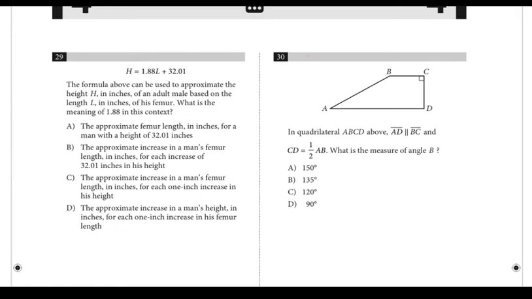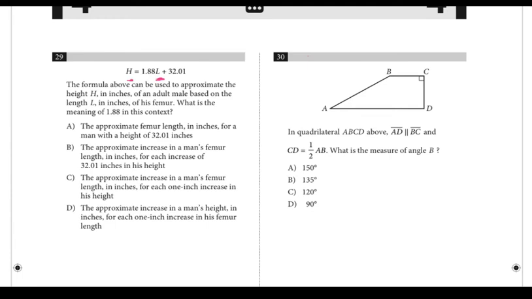Basically, the 1.88 is the slope of the equation of the line here. This is an equation of a line, which means that something's increasing 1.88 for every increase of 1 of something else, if that makes any sense. Let's look at answer choice B. The approximate increase in a man's femur length in inches for each increase of 32.01 inches in his height. That doesn't make sense since L is the length of the femur. We're increasing the length of the femur by 1 to increase the height by 1.88.